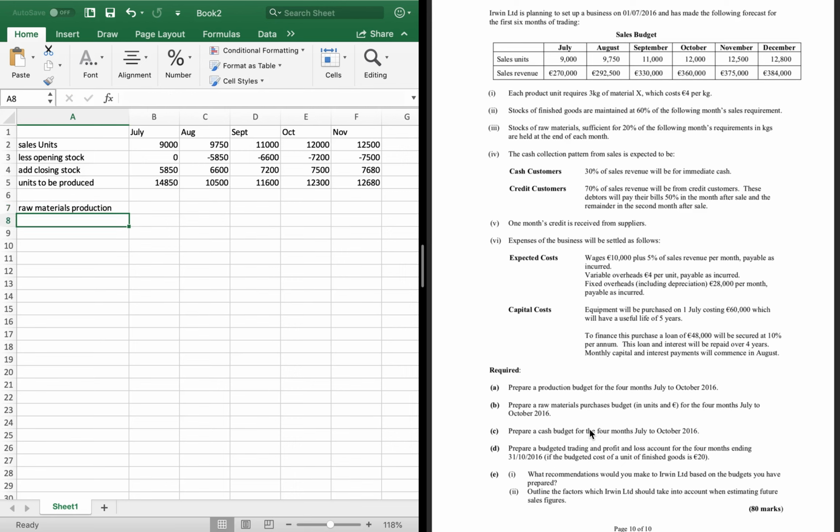Now we're going to use the same month, so it's July as far as November. Now you do really need to write it out each time. They're all separate questions, so you should write them out each time. Now, we start off, how many units are we going to produce? So we're trying to find out how much materials we're going to need. So if we're trying to work out how much materials we're going to need, we need to know how many units we're going to produce. So we take our answers 14,850, keep going across, so 10,500, 11,600, 12,300 and 12,680.